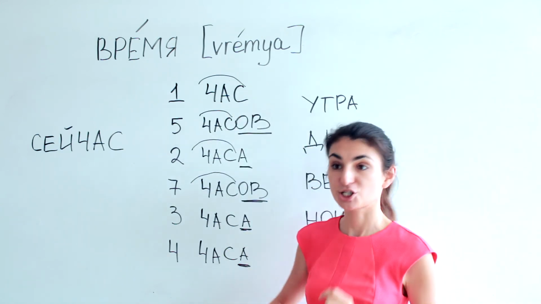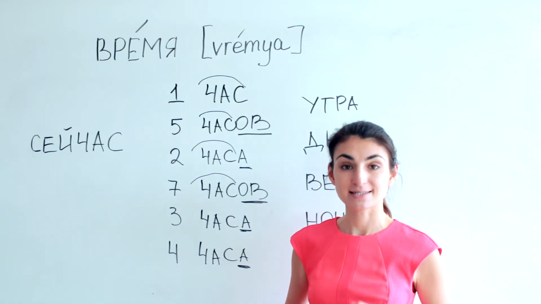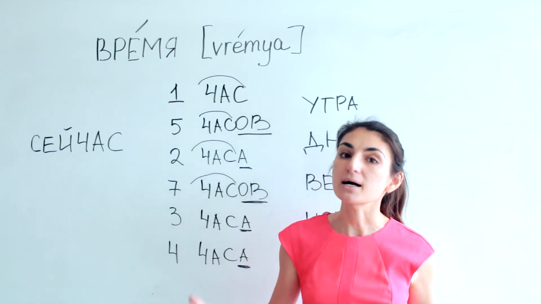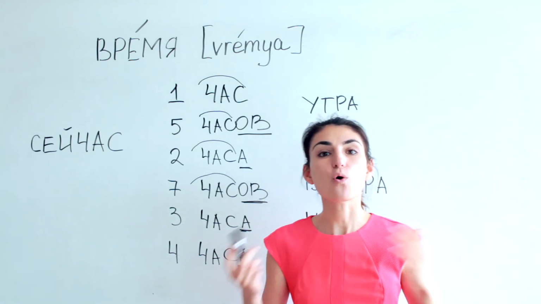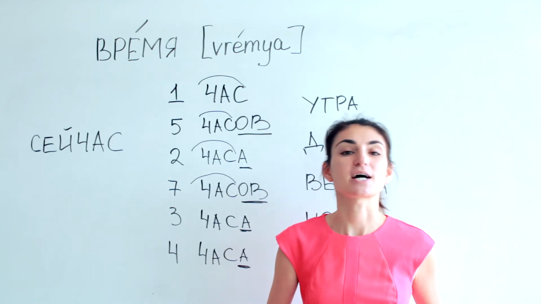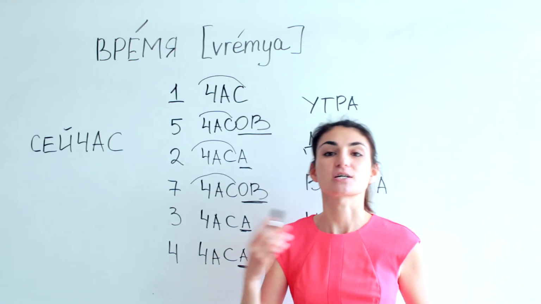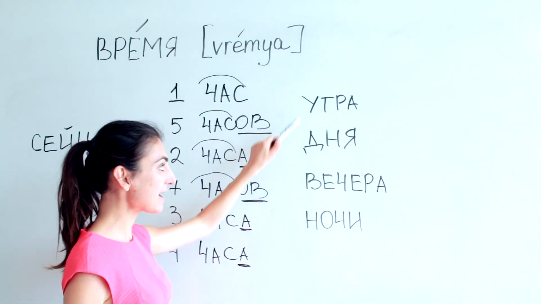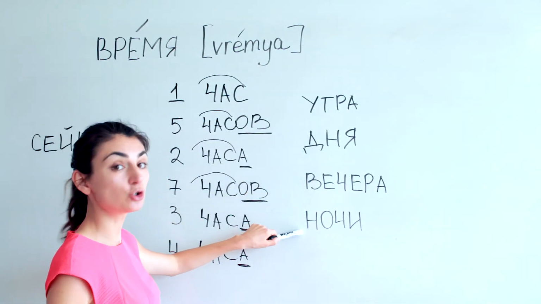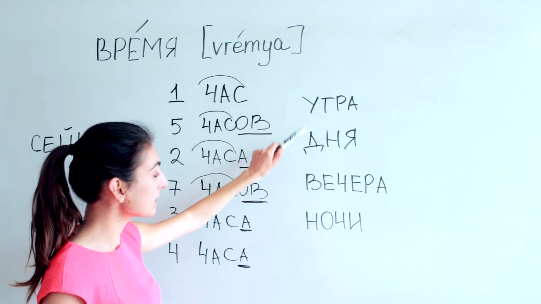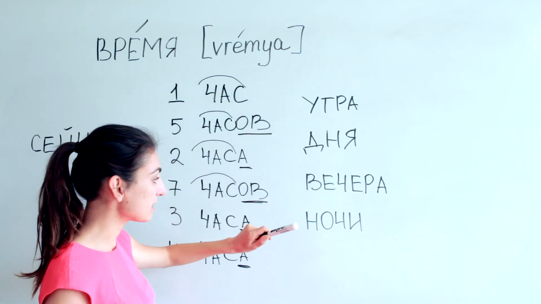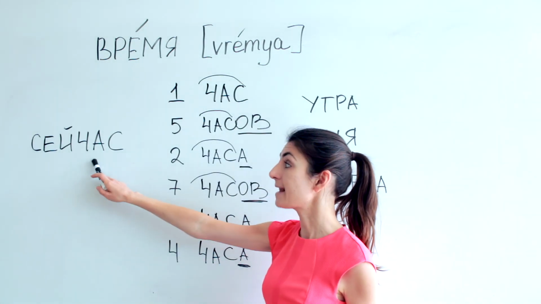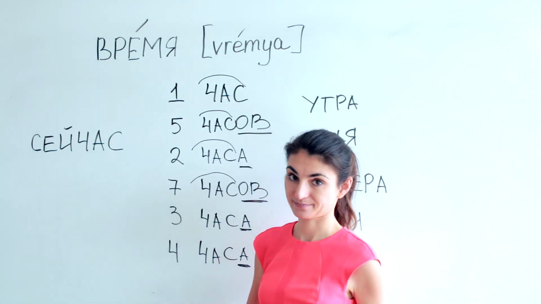So today, guys, we learned that o'clock can be plural, and we actually saw the endings. If it's 1 час, 2 часа, 3 часа, 4 часа, but 5 часов, 6 часов, 7 часов, and so on. Also, we review утра, дня, вечера, and ночи. So it's in the morning, in the daytime, in the evening, and at night. And also, we know the word now, сейчас.